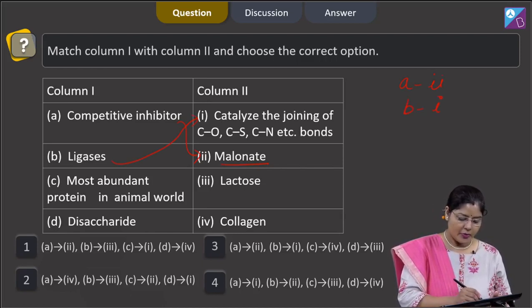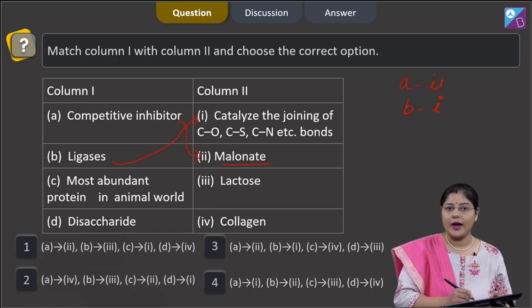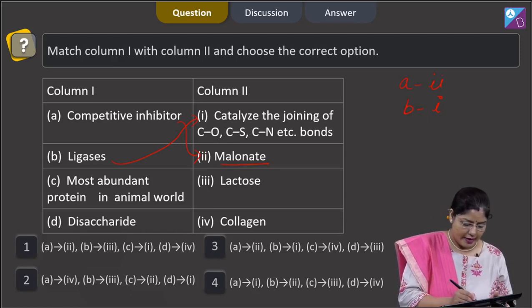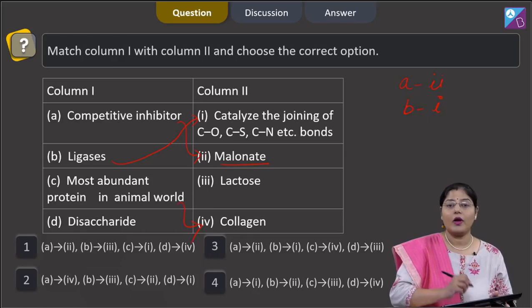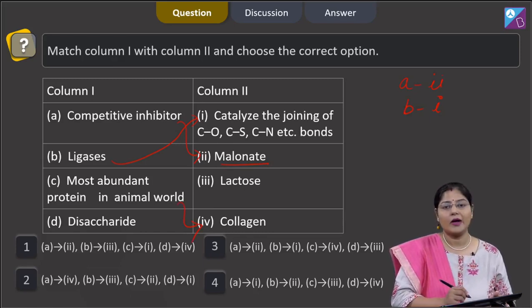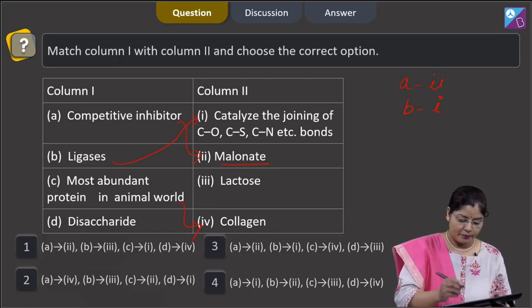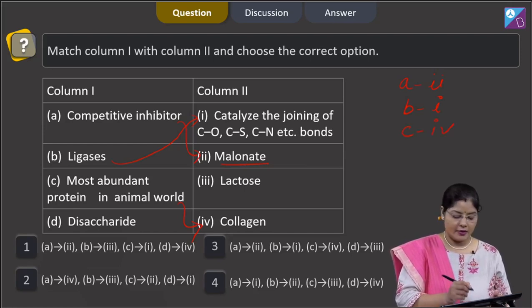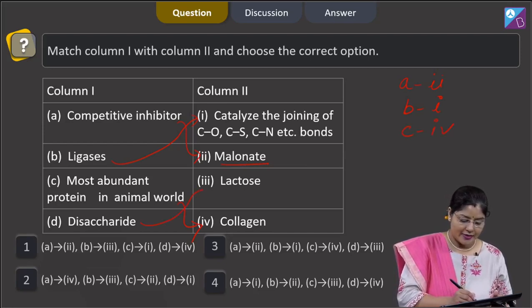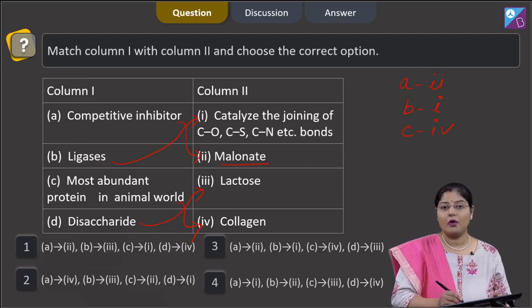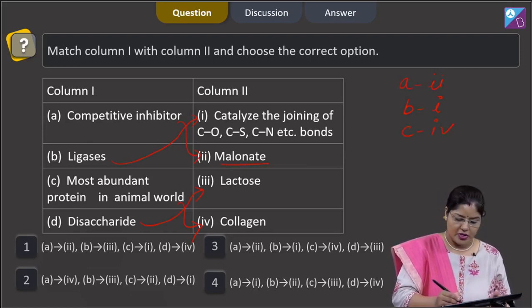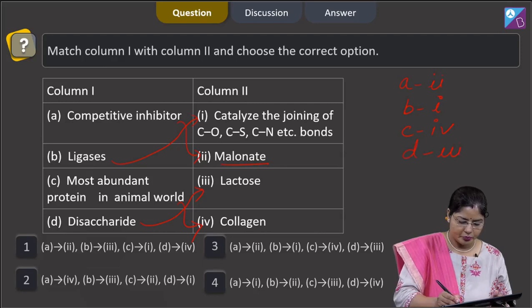C, most abundant protein in animal world, and most abundant protein in animal world is collagen, while most abundant protein in the whole biosphere is Rubisco. So C matches with the fourth. Disaccharide, an example of disaccharide is lactose. Lactose is made up of glucose and galactose. So D matches with 3.